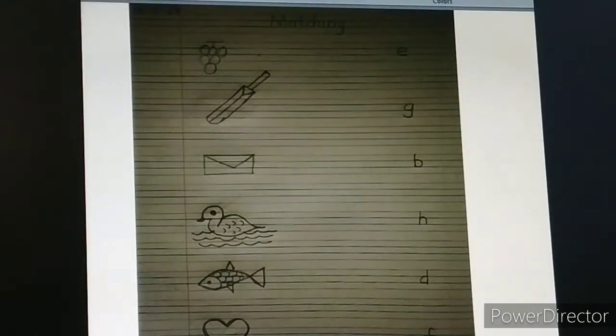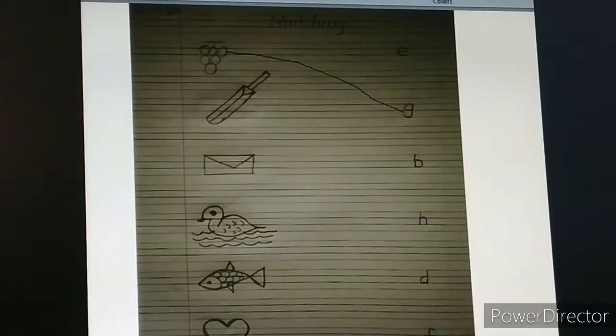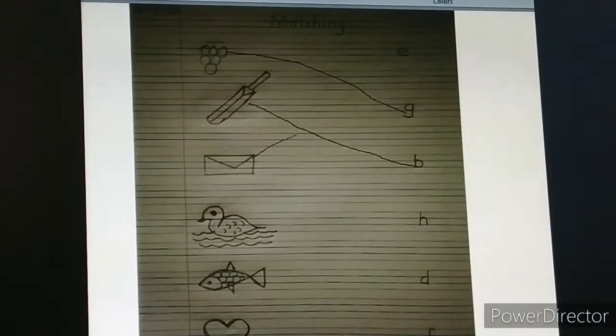Let us do one exercise related to alphabets. Here you have to see the picture and match it with the small alphabet. First is grape. G says g, grapes. Now second picture is bat. B, bat. So we will match it with the b. Now envelope. So where is the E sound? E alphabet? Yes, we will match with the E.